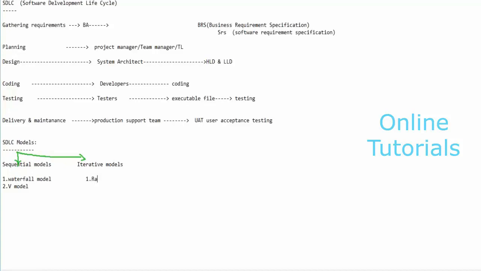In iterative models, the best examples are the RAD model, which is the rapid application development model. Next, the second is the prototype model. The third option is the spiral model. The fourth option is the agile model. These are the models most commonly used in companies in real time nowadays. Depending upon the company and the project type, they decide the model.